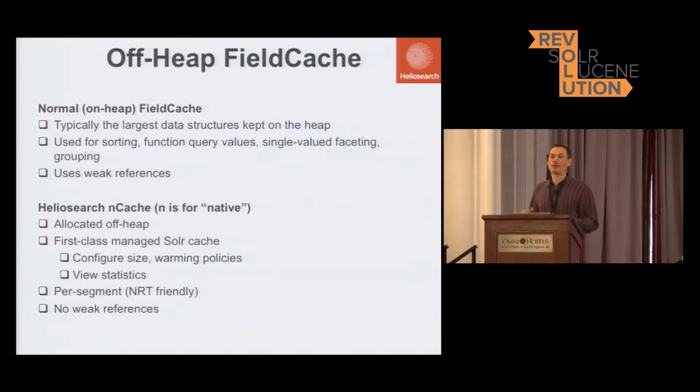Since it works so well for the filter cache, next we did some off-heap FieldCache. The field cache is used when you have an index field and you uninvert it for the purposes of things like sorting, grouping, faceting, and the values for function queries. We dubbed it the N cache, for native. It's an off-heap cache, and it's a first-class Solr cache, so you can configure things like warming policies and maximum sizes, and you can see the stats in the admin screen.